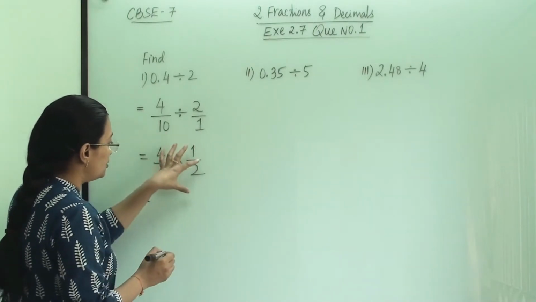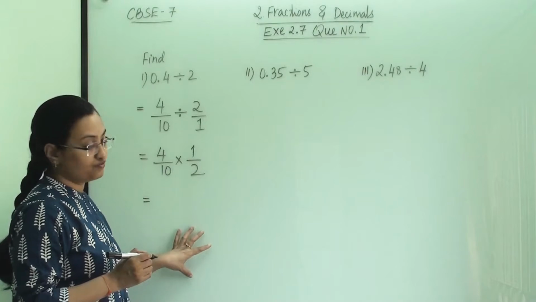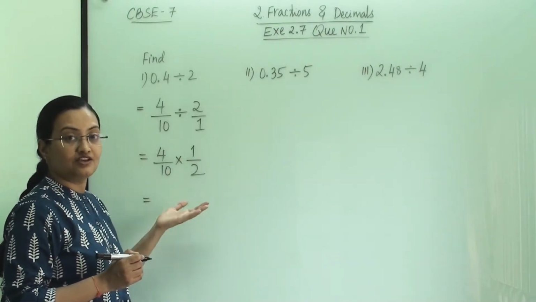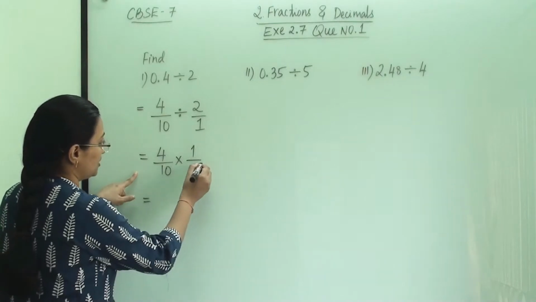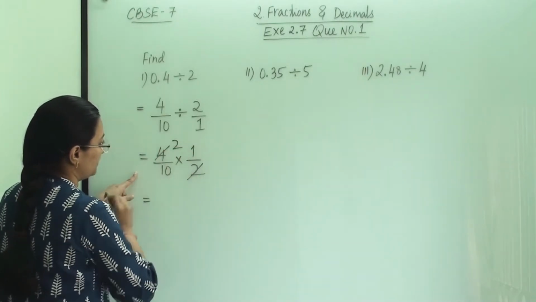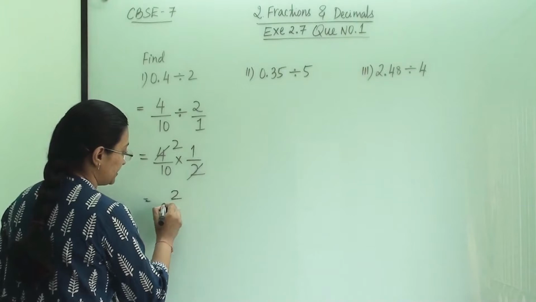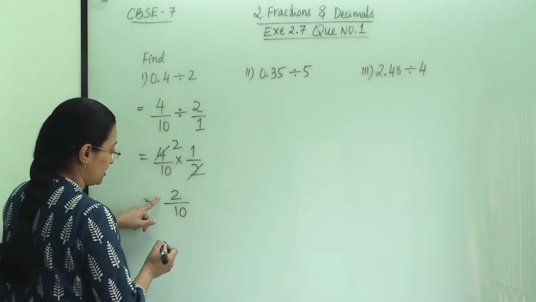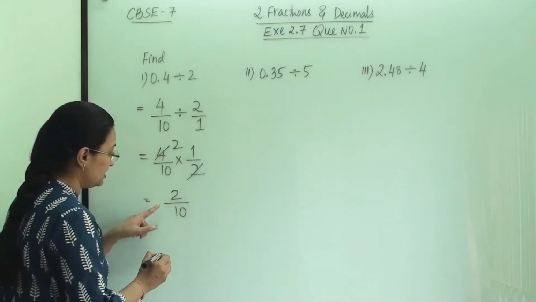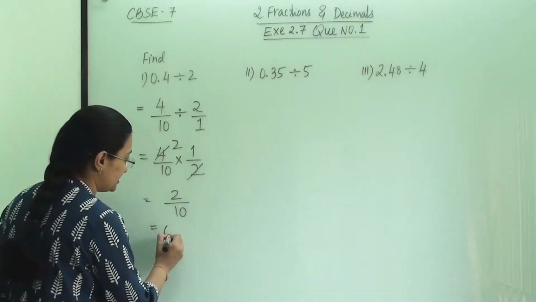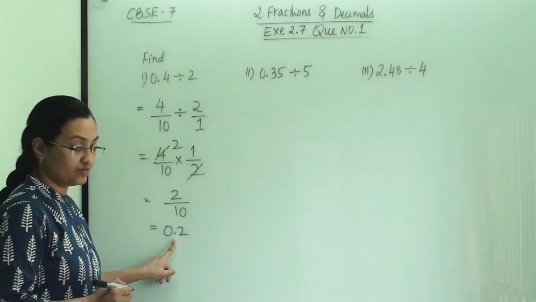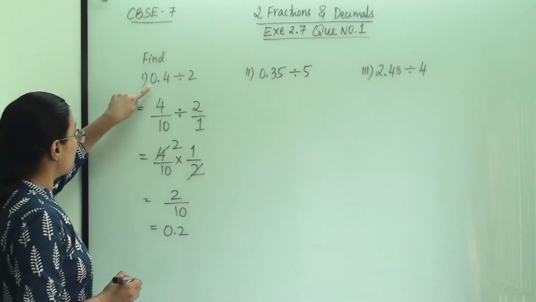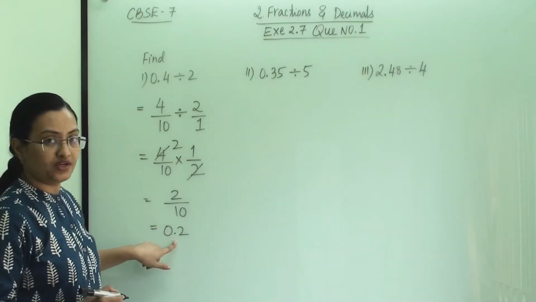Now reduce this term into its lowest form. If we can divide anything here, we should do that. So 2 twos are 4. So here we are going to get 2 divided by 10. Now let us write this in its decimal form, that is 0.2. So the answer of this division is 0.2.